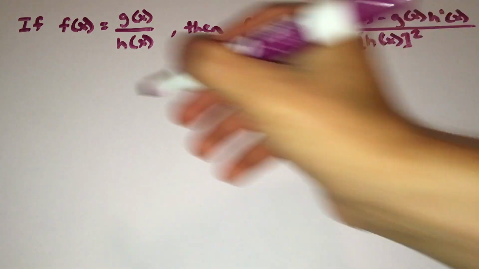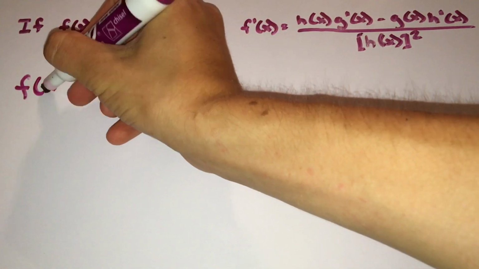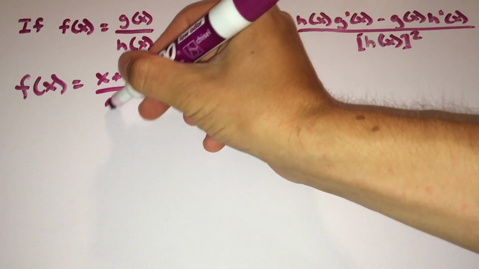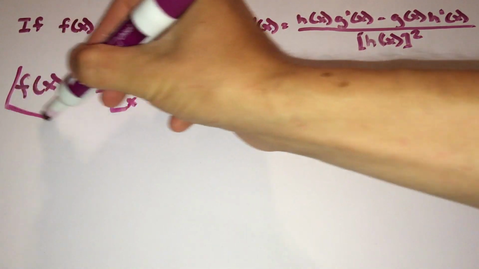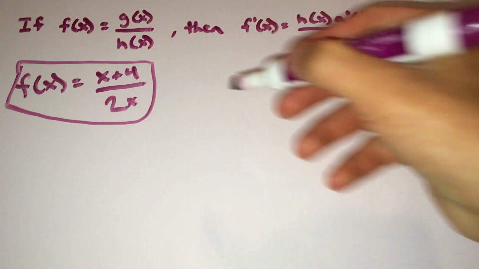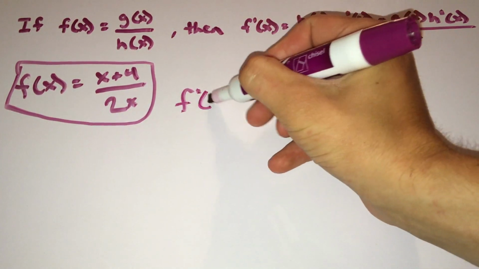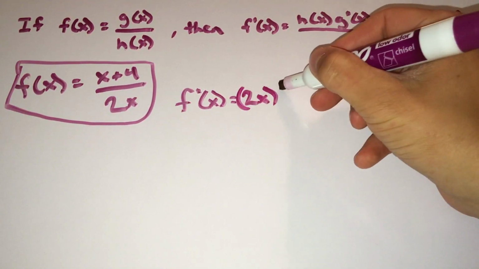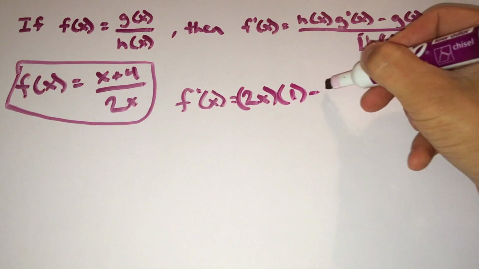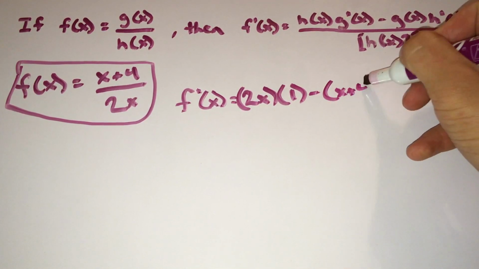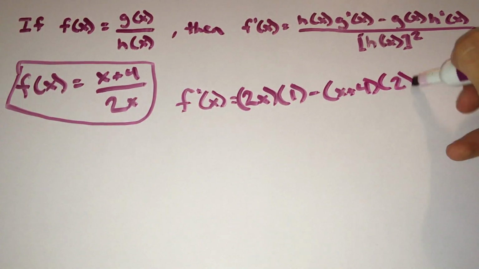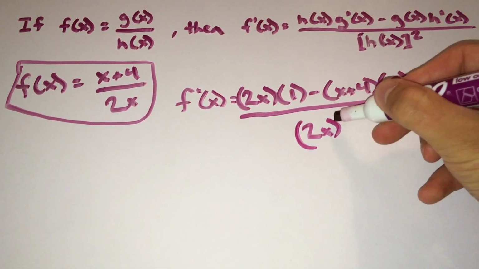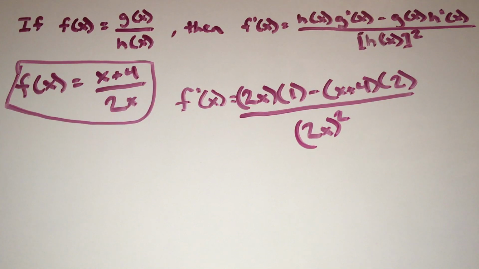Okay, here's the next problem. F of x equals x plus 4 divided by 2x. Okay, so our derivative will be 2x multiplied by the derivative of the numerator, which is 1, minus, and then this time x plus 4 multiplied by the derivative of the denominator, which is just 2. And then the denominator will have 2x grouped together squared.